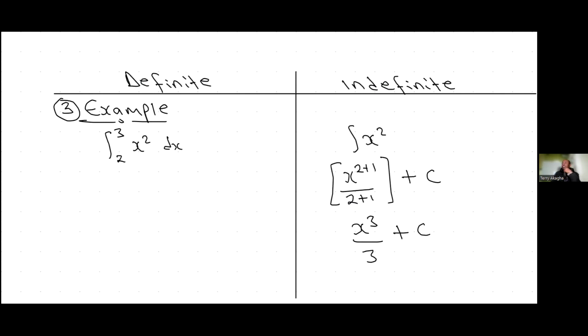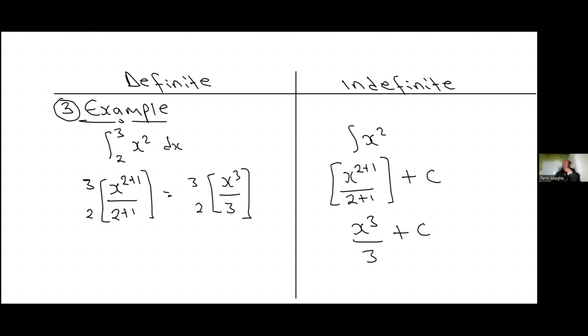When you're doing a definite integration, you integrate the same way, from 2 to 3. So you have x to the power 2 plus 1 divided by 2 plus 1, and that is going to give you x cubed over 3, from 2 to 3. Now, in this case, we're not putting c, all right? What happens then is that you substitute the upper limit minus the lower limit. Don't worry, I have a video for this that we're going to talk about in the next video, but I just want to give you a taste of it.